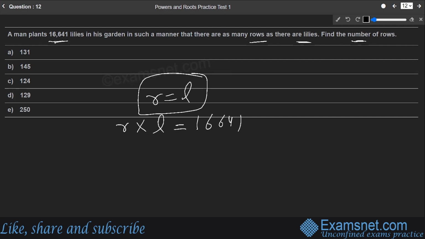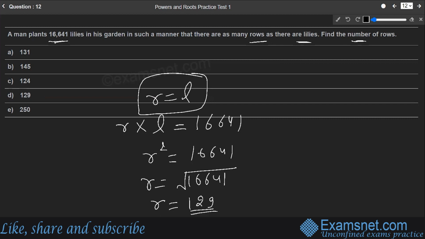When you multiply these two numbers, only then will you achieve the total lilies, that is 16,641. So clearly R squared is 16,641. So the R value will be the square root of 16,641. Let us find the square root of 16,641. We can do that by prime factorization also. Keep on dividing by 2, 3, 4, and 5, as many as possible. If you do this, you will reach the R value as 129. So that is the right answer. The number of rows to be used should be 129, which is available in option D and becomes the right answer.